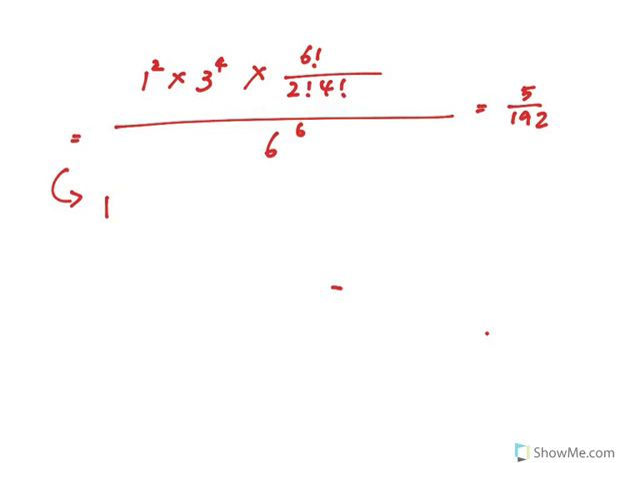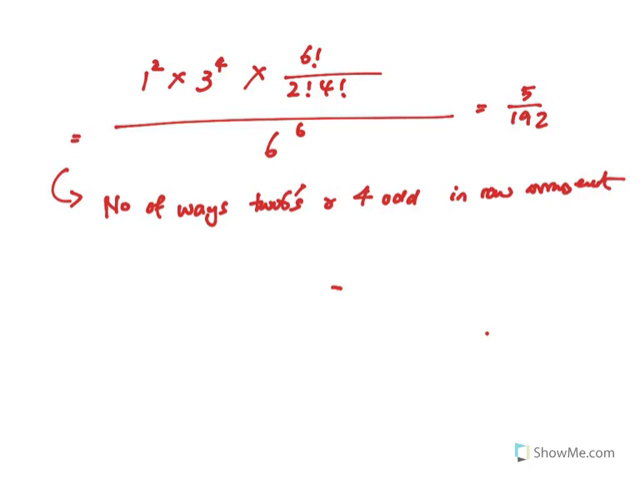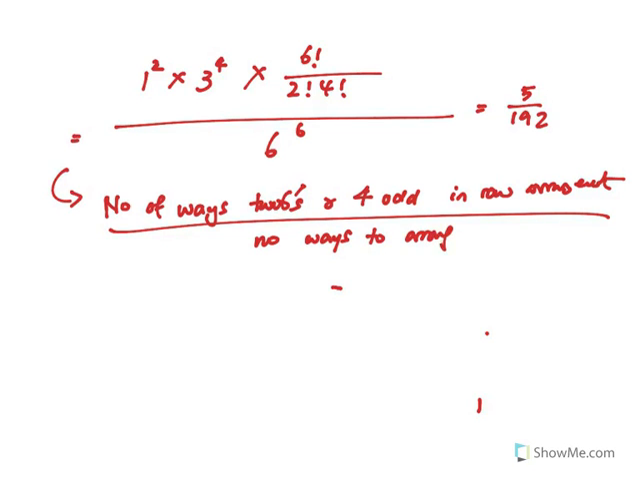So this is just the number of ways to get 2 sixes and 4 odd in a row arrangement, over the number of ways to arrange 6 numbers that has repetition.